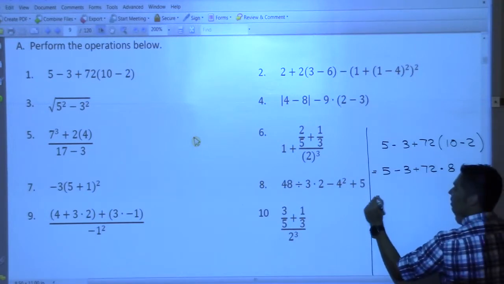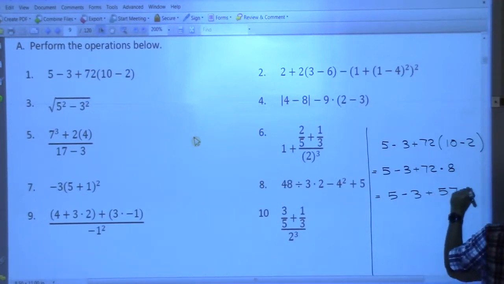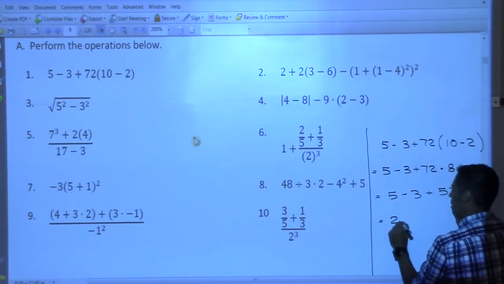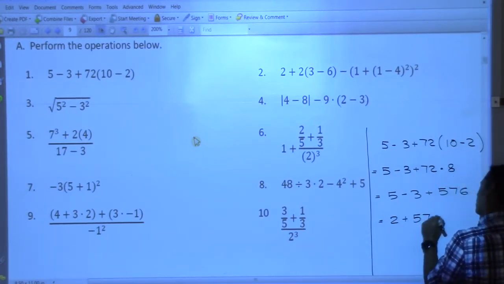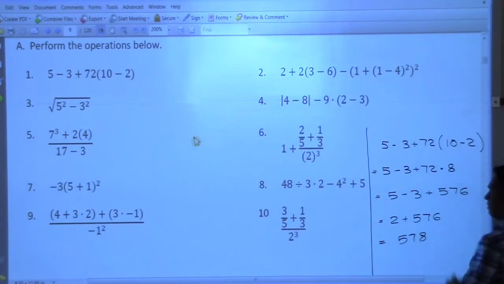576. So we have 5 minus 3 plus 576. And now the two operations I have are subtraction and addition, and so I move from left to right. So 5 take away 3 would be 2 plus 576. And now add those up, you get 578. That's it.